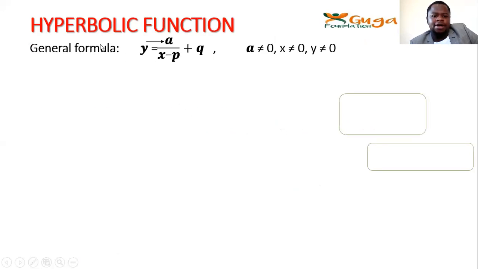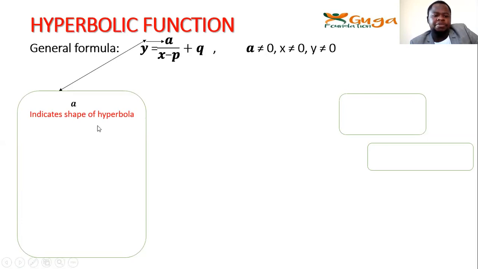So the general formula for a hyperbolic function is y equals a over x minus p, plus q, whereby a will never be equal to 0, x will never be equal to 0, and y will never be equal to 0. So now let's look at the parameter a. A indicates the shape of the graph. When your a is positive, your graph will be in the first quadrant and the third quadrant. When your a is negative, your graph will be in the second quadrant and the fourth quadrant.